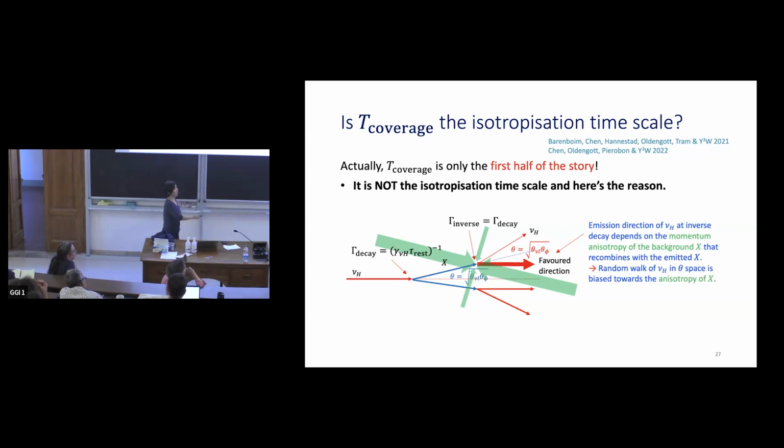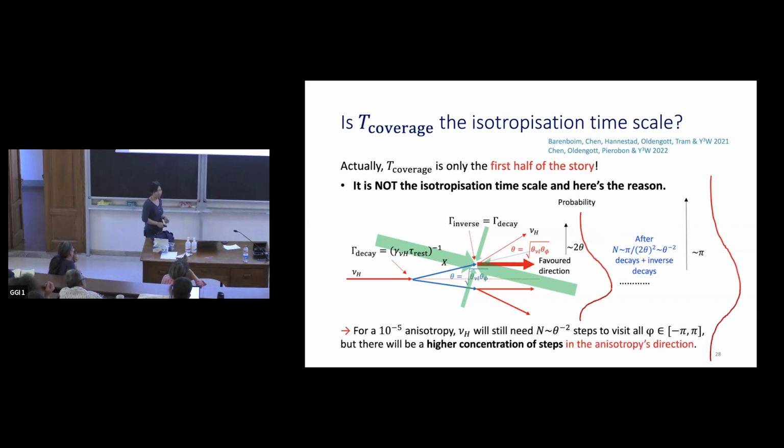Okay? It's biased towards the anisotropy of the background, in fact. Now, the bias that we would expect, the anisotropy in the background that we would expect, is small. It's cosmological, it's 10 to the minus 5. So the neutrino will still take about n, which is equal to theta to the minus 2 steps to visit all the positions from minus pi to pi.